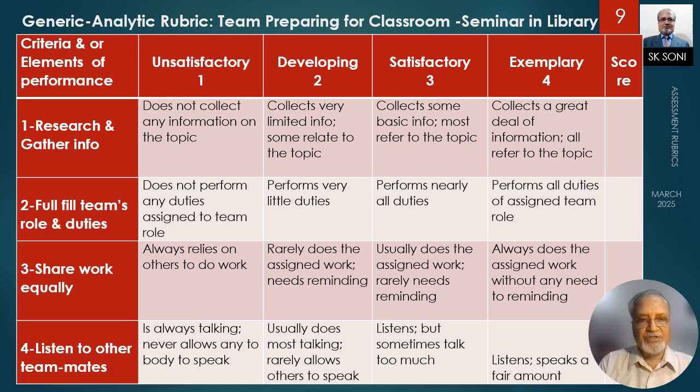So, this is how a generic analytic rubric is constructed. And the title of the rubric, Team Preparing for Classroom. So, preparing a team for any task is a general performance. So, it can be termed as generic and analytic because there are 4 or 5 columns with increasing rating scale, and column 1 belongs to the sub skills or steps of performance. So this is a generic analytic rubric.